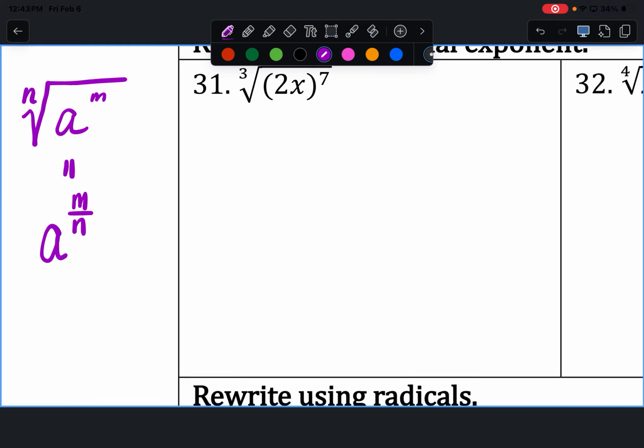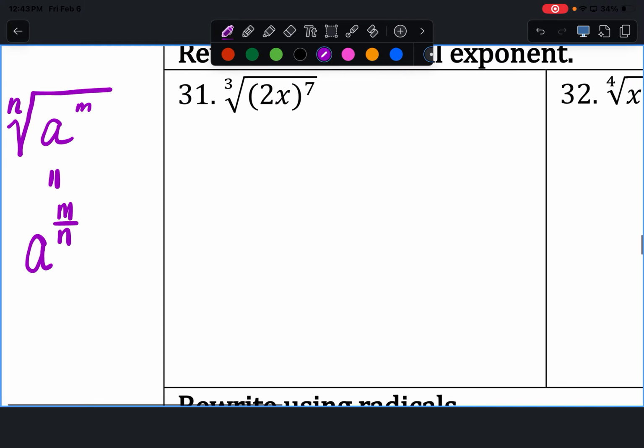So if we look at 31, what is our base for question 31? 2x, okay? And it goes in parentheses. Now, what is the power? What's the root? There we go. That is how we rewrite that as a rational exponent. For the most part, we did okay on this. Yes, ma'am. Wait, never mind. It says I got that one right.